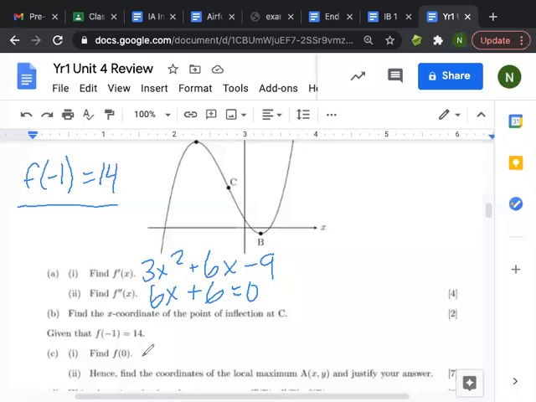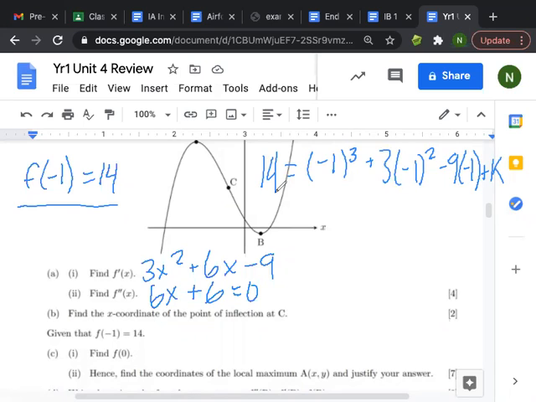Yep, you got it. So we have -1 cubed plus 3 times -1 squared. So this is how we find f of 0? This is the first step to find f of 0, yes, which is f of -1 plus k equals 14. And then algebra, right? We know how to do that part. So you should get 14 equals -1 plus 3 plus 9 plus k. 14 equals 11 plus k.